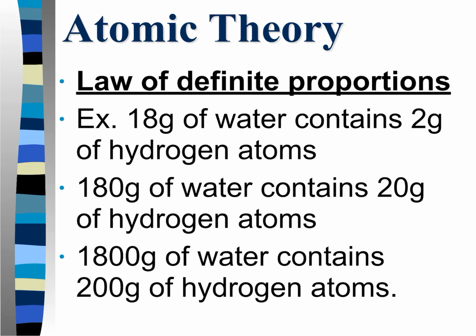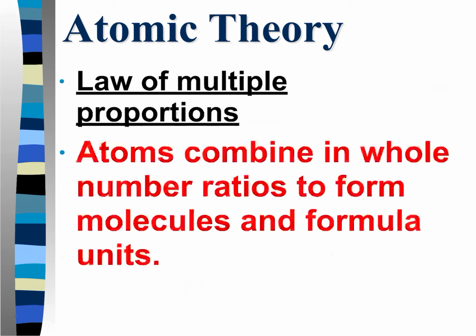For instance, if we take a look at an 18-gram sample of water, we'll find that 2 grams of it is hydrogen. If we take a look at 10 times as much water, then we get 10 times as much mass of hydrogen. So again, that means that ratio of mass must mean that you also have the same ratio of atoms in the molecule. So it's a pretty easy concept.